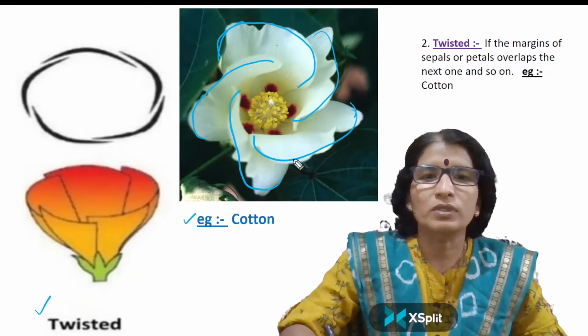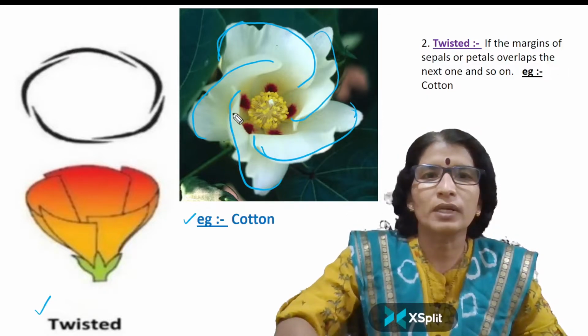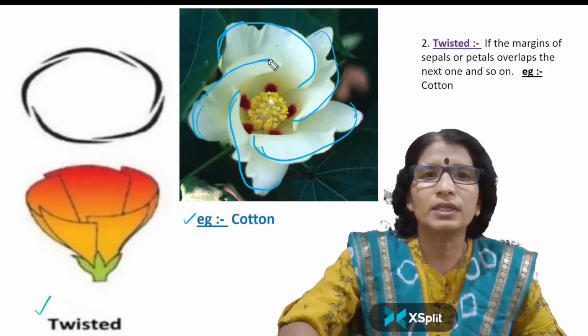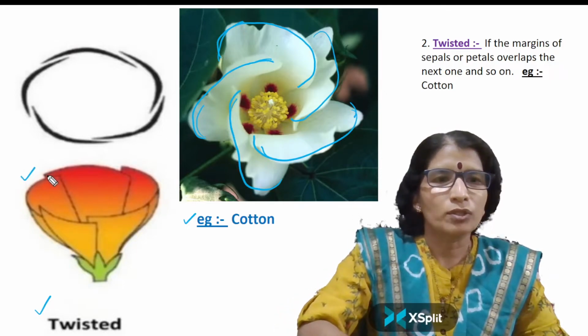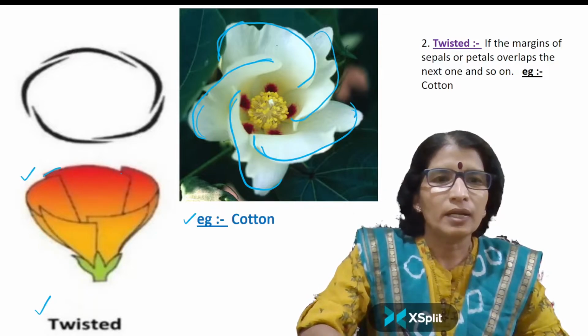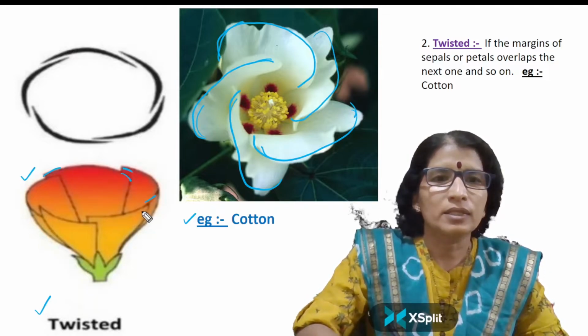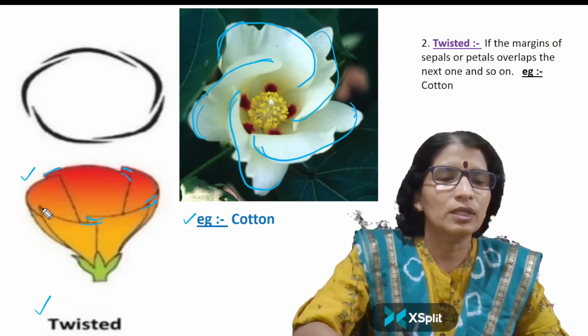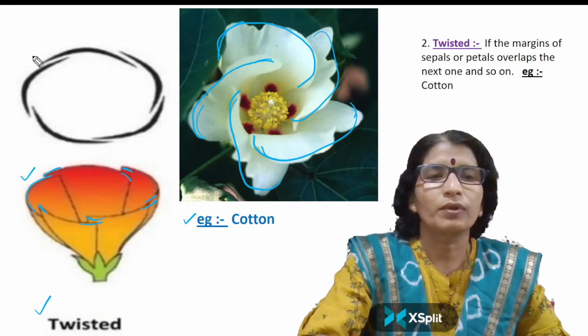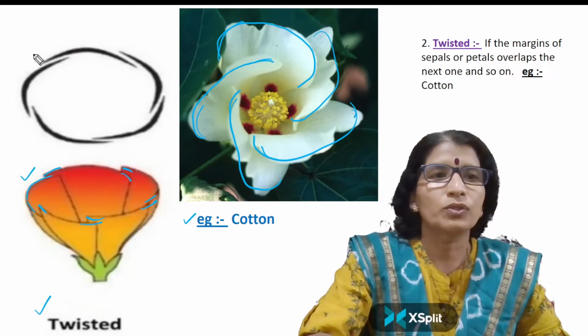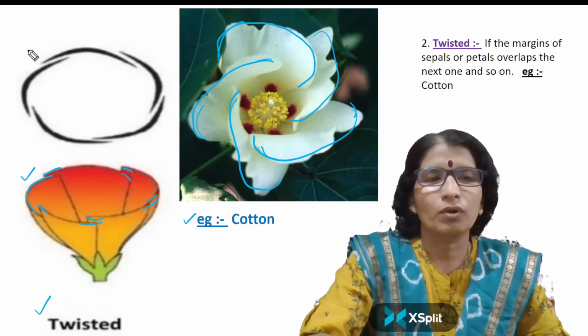So this is outside, this is inside, this is outside. This is inside, this is outside. This is inside. This is the diagrammatic representation of twisted aestivation. In this also you can see clearly outside and inside, outside and inside, outside and inside like this. It continues. This is the diagrammatic representation of just the arrangement of sepal or petal margins only. This diagram is enough to draw in the examination.